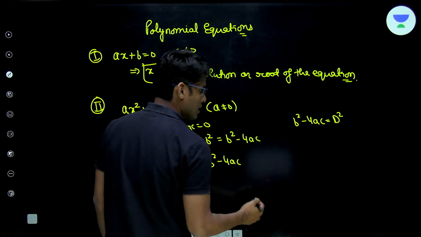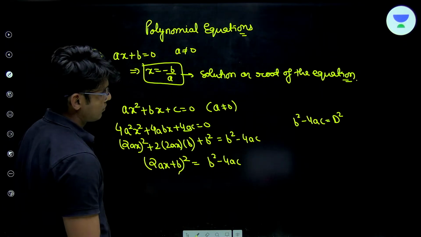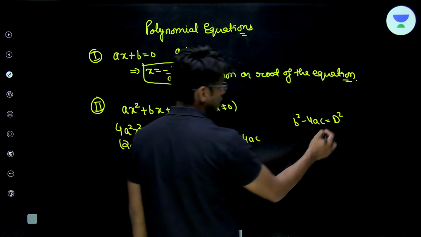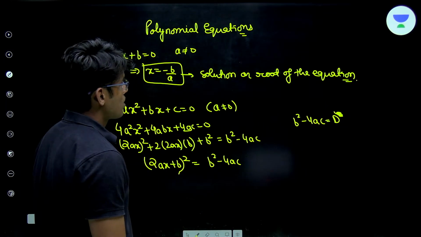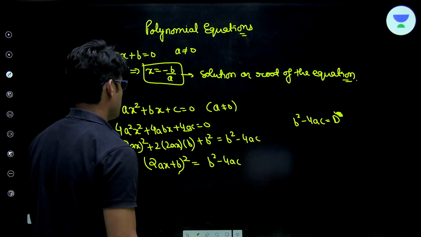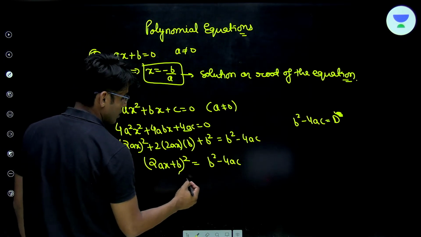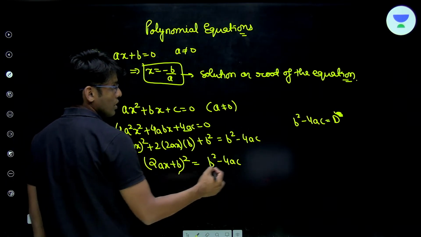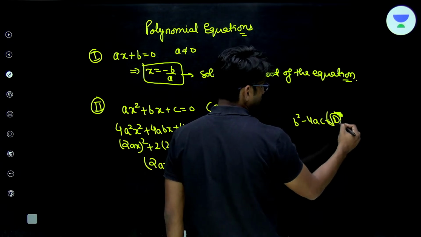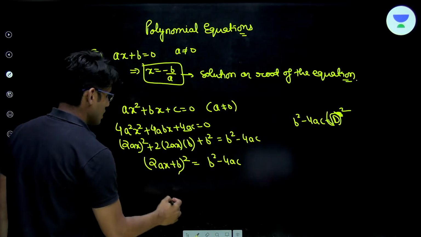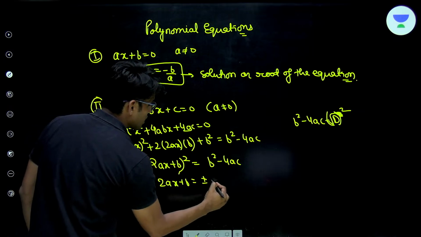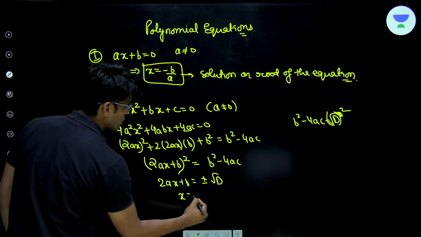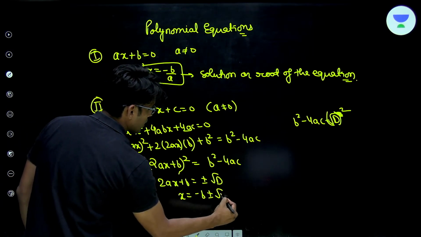Let me put it as root d square. So we have 2ax plus b is equal to plus minus root d. So x is equal to minus b plus minus root d upon 2a.